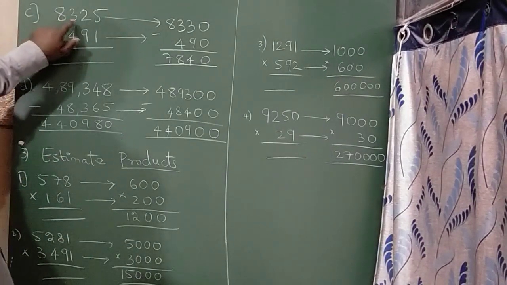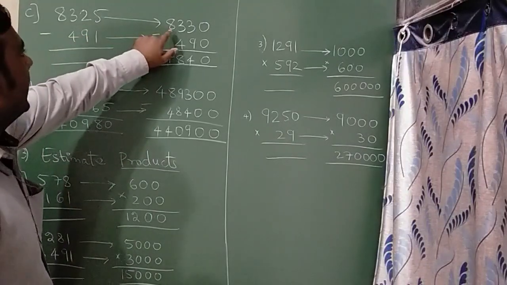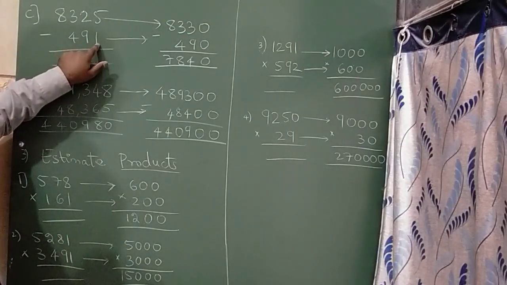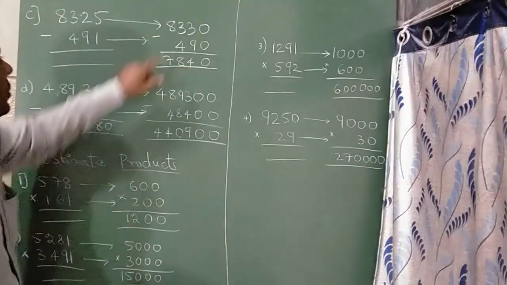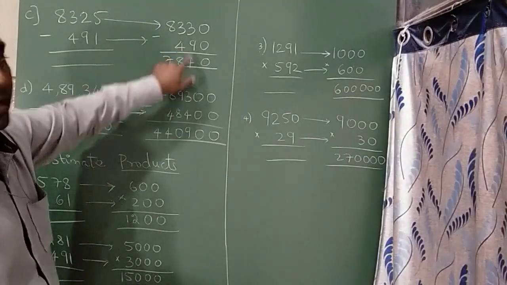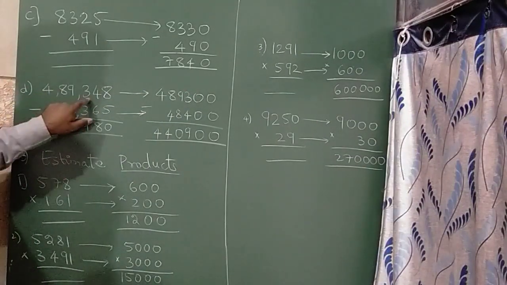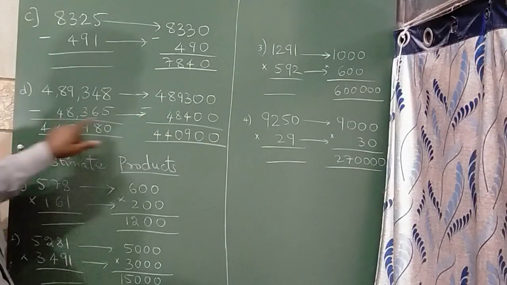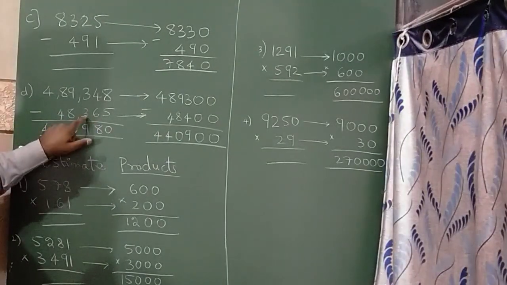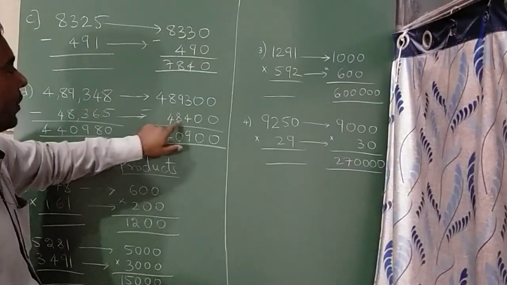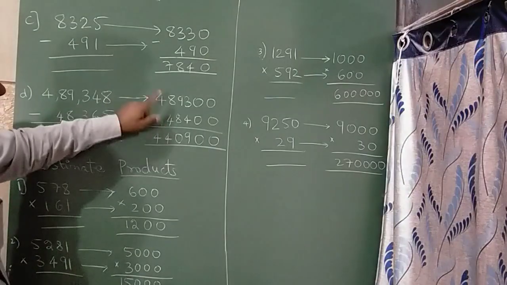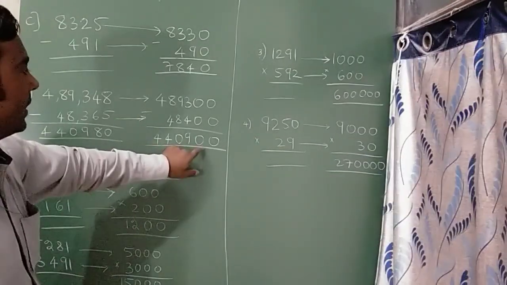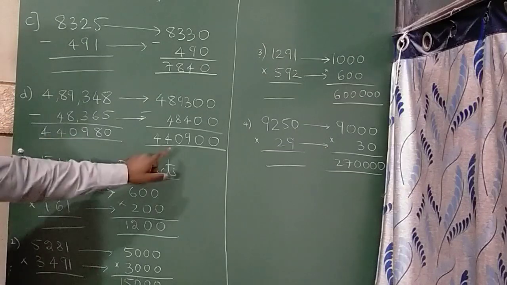Now see, 8,325. The nearest round off is 8,330. Now minus 491. The nearest will be 490. So if I subtract this, I'll get 7,840. Fine. Now this one, 4,89,348. The nearest is 489,300. Minus 48,365. I have taken the next, after 300 it will come 400, so 48,400. If you subtract these two, you will get 4,40,900. If you subtract normally, you will get this much, so almost it is nearest.